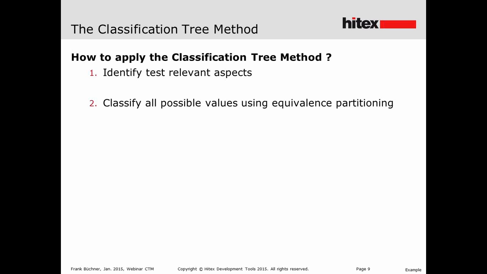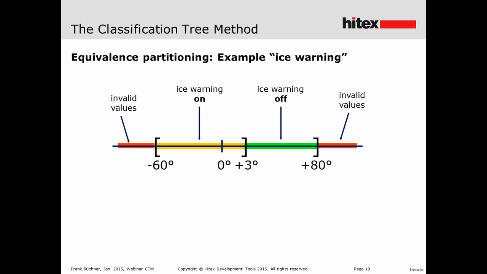And if your task would be to test such an ice warning device, and you have a specification which says, okay, between 3 and 80 degrees Celsius, the ice warning should be off, and between -60 and +3 degrees Celsius, the ice warning should be on. You could come to an equivalence partitioning which looks like this.